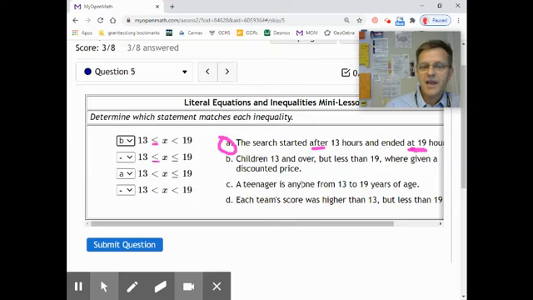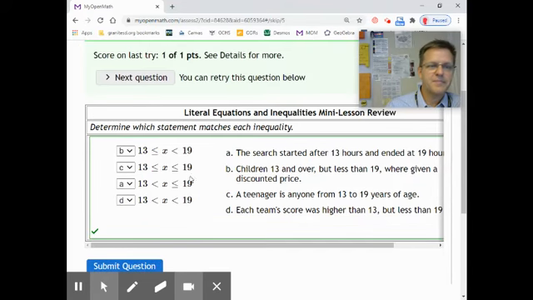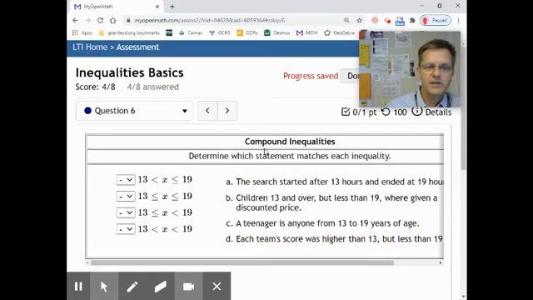A teenager is anyone from 13 to 19. That means including 13 and including 19. That has to be this one, because this one includes 13 and includes 19. And the last one, each team's score was higher than 13, but less than 19. So 13 is not in and 19 is not in. Well, that's this last one right here. Bam. Okay, hope that helped a little.